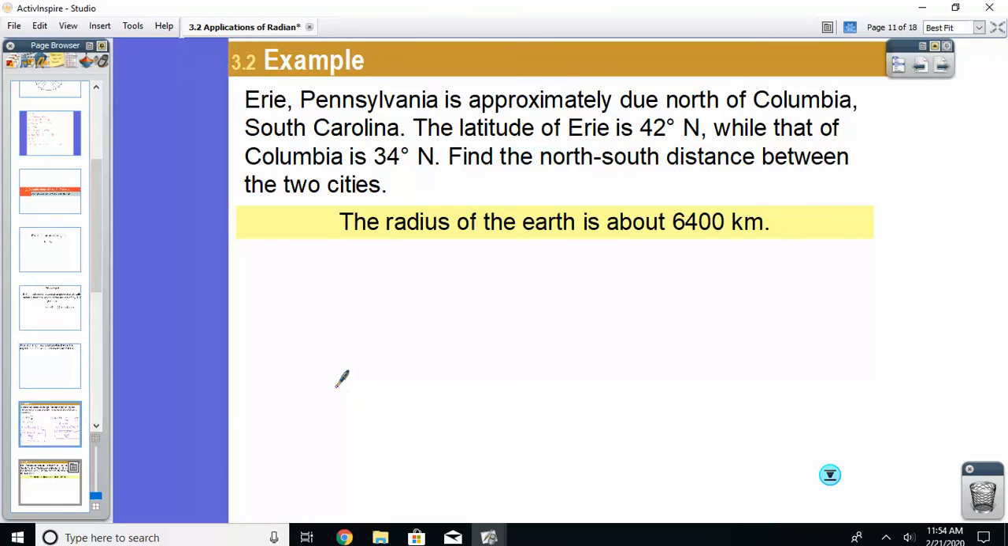Erie, Pennsylvania is approximately due north of Columbia, South Carolina. The latitude of Erie is 42 degrees north, while that of Columbia is 34 degrees north. Find the north-south distance between the two cities. And I gave you the radius of the Earth. That was nice of me.